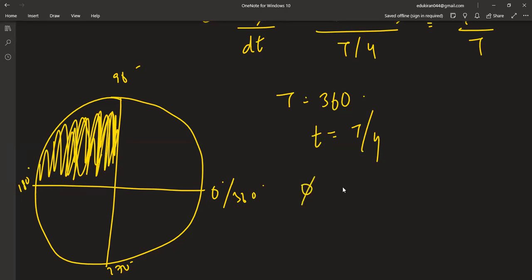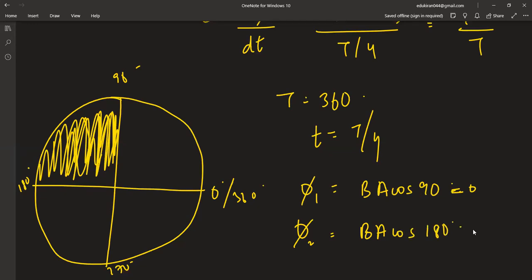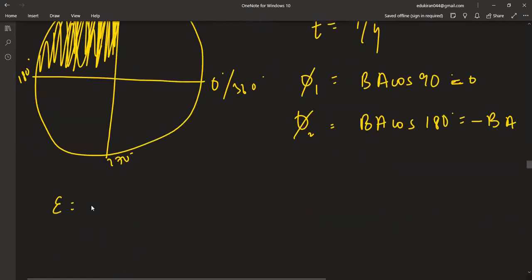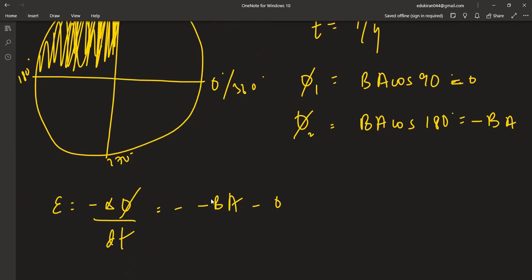Now again, the initial angle is given as 90 degrees. So this will become BA cos 90 degree, which is 0. Second, phi 2 is BA cos 180 degree, which is minus BA. So we have all the information. Now EMF is minus d phi over dt. Minus, what is the final flux? Minus BA, initial minus 0, and this will be divided by T by 4. So the same answer, 4BA by T.